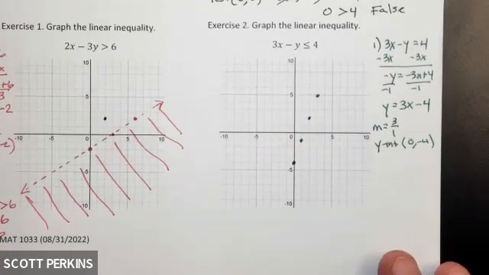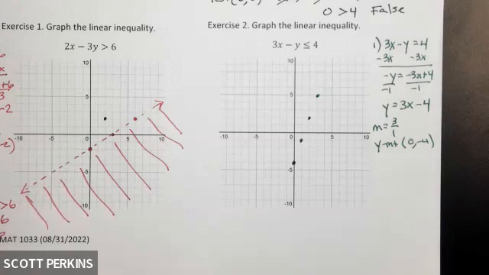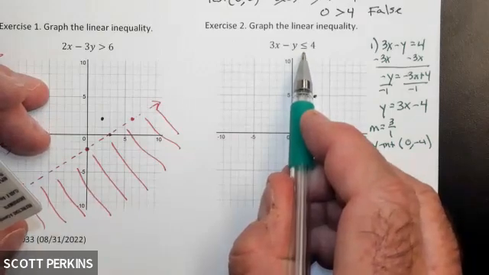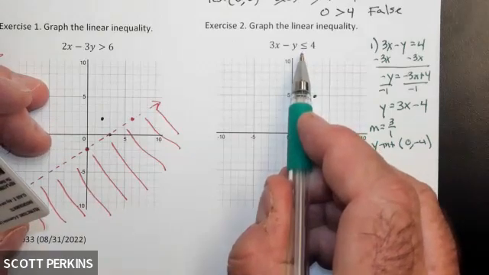There's my boundary. That divides the Cartesian plane into 2 halves. How am I gonna form that boundary? With a dotted or a solid line? Solid this time, because there's that equal bar right there. That equal bar tells me that the boundary is part of the solution.